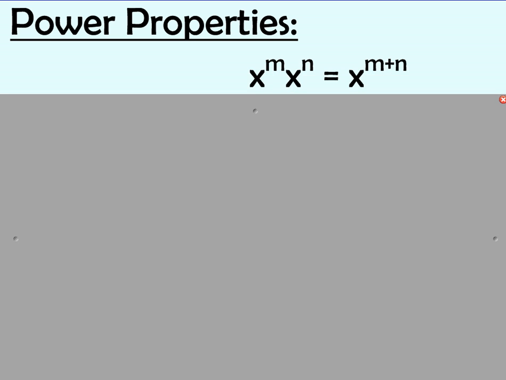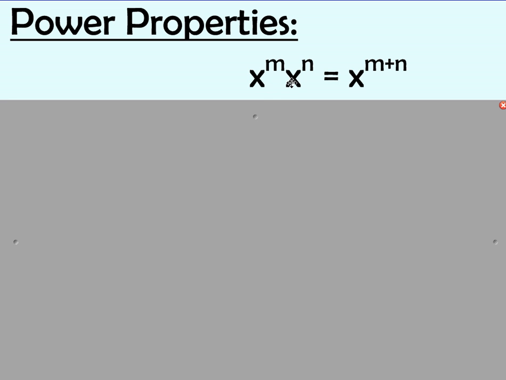So we have four properties that we're going to talk about. The first one is when you multiply two powers with the same base. So x is the base. This entire thing, x to the m, is a power. x to the n is a power. So I am multiplying two powers with the same base. To do that, you keep the base the same, and then you add the exponents. So x to the m times x to the n is the same thing as x to the m plus n. That means if you have x to the third times x squared, that is the same as x to the fifth. You would add the exponents together.